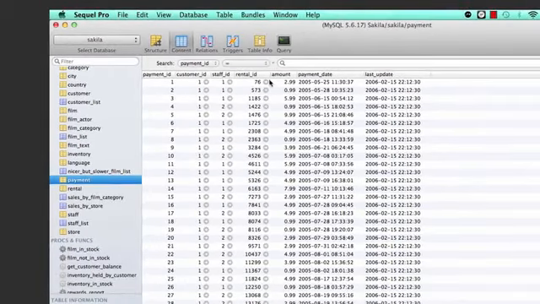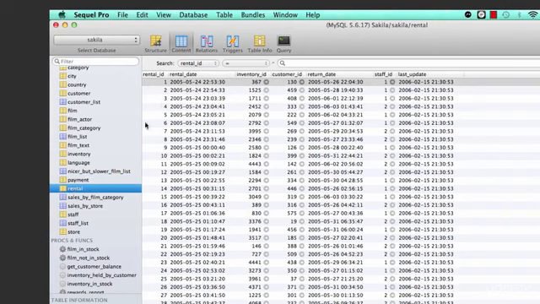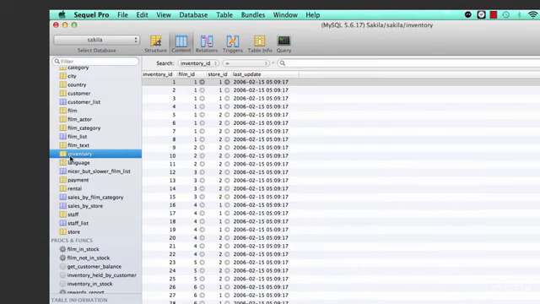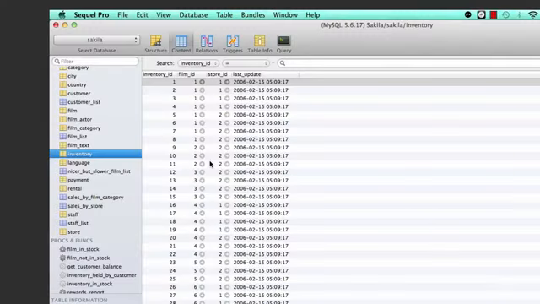Payment, staff ID, rental ID. But where's the store information? Let's go to the rental table: rental ID, staff ID, customer ID, inventory ID. That could be interesting. Let's go to the inventory. Boom, there it is, store ID. So that's the process you need to follow when you're new to a database: go from the things you know you need, and backtrack to find all the other information.